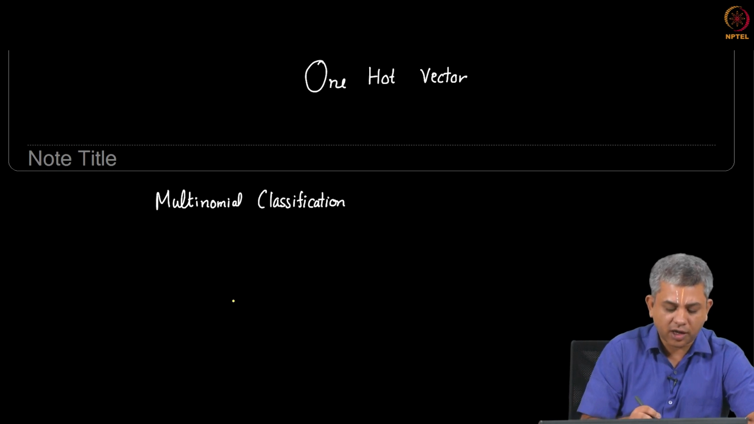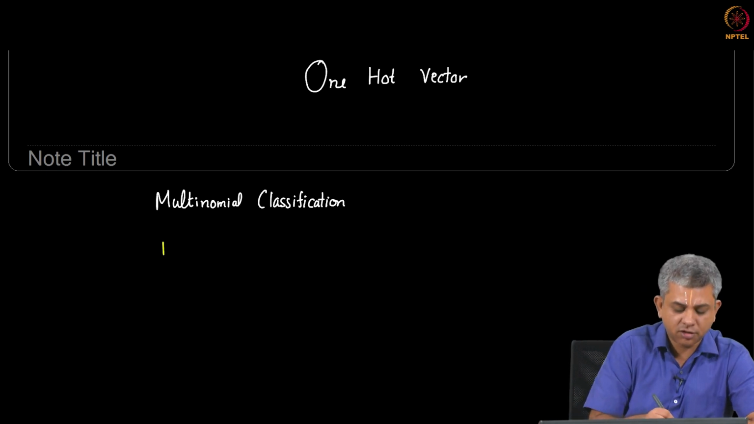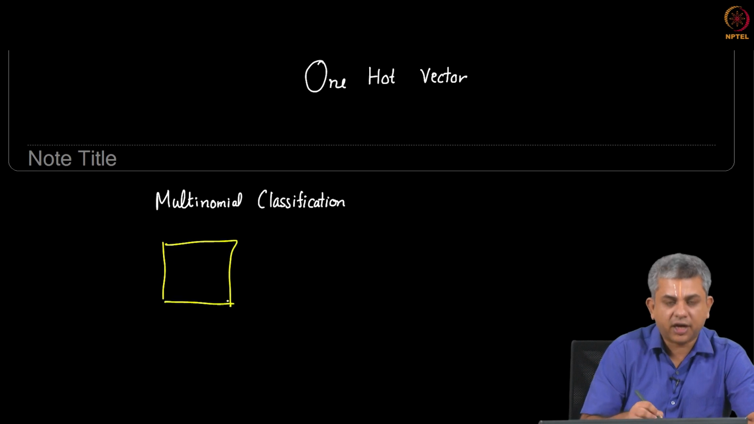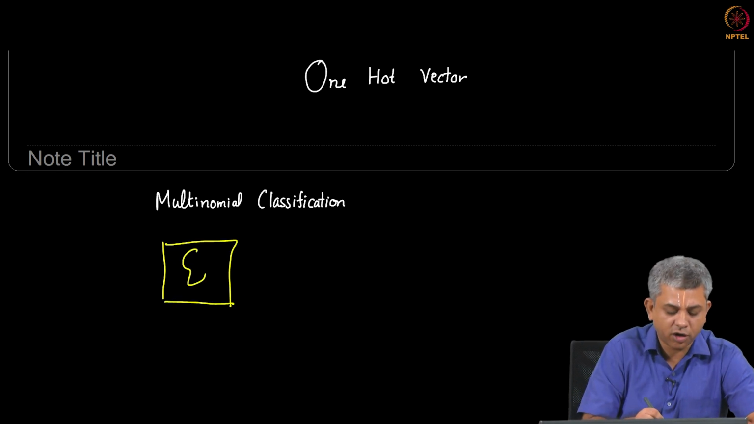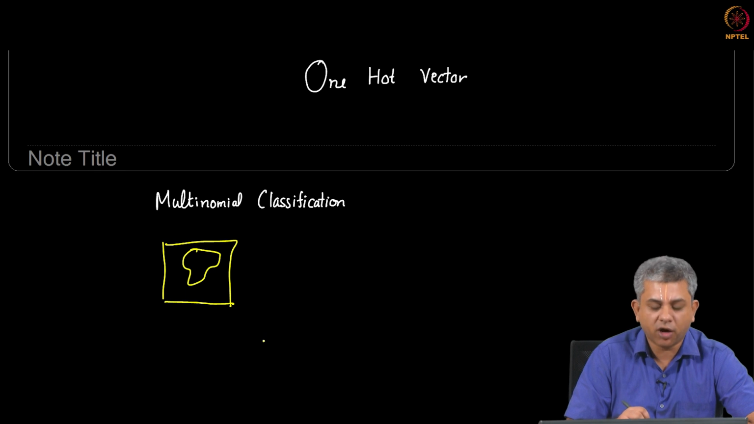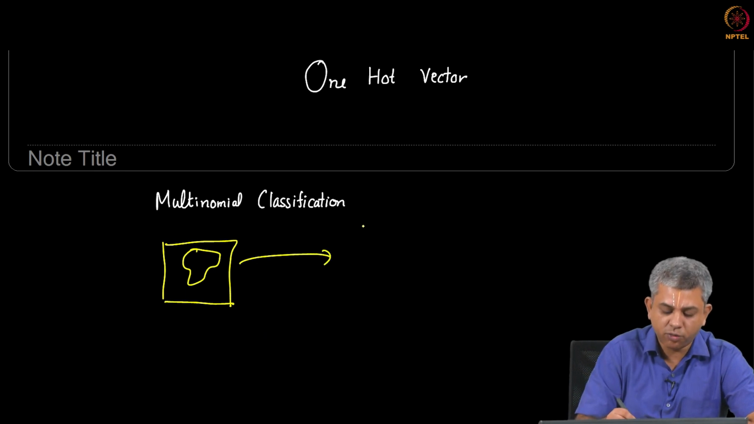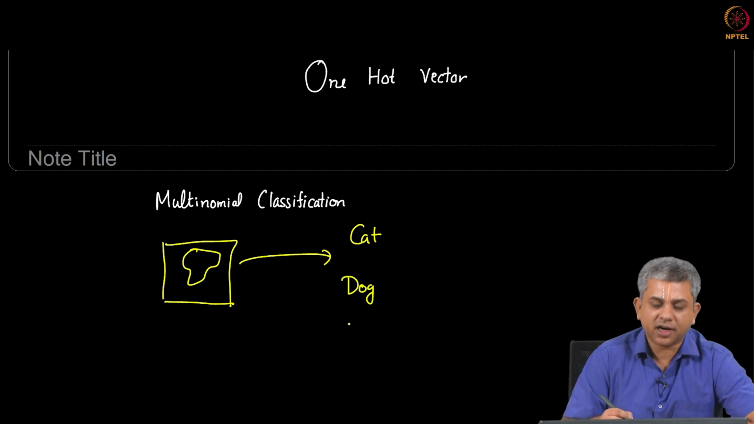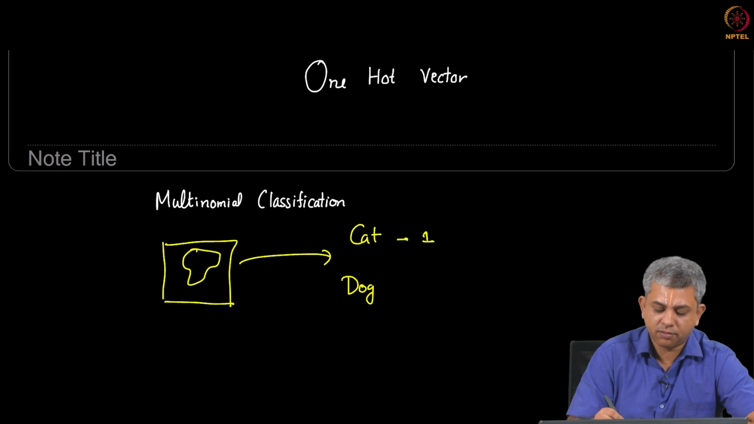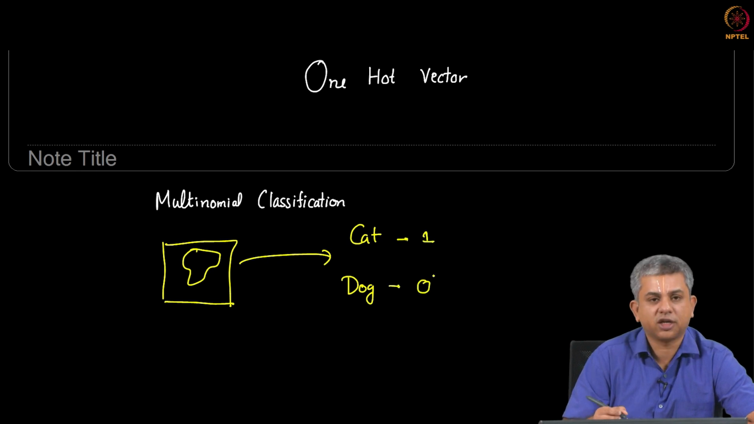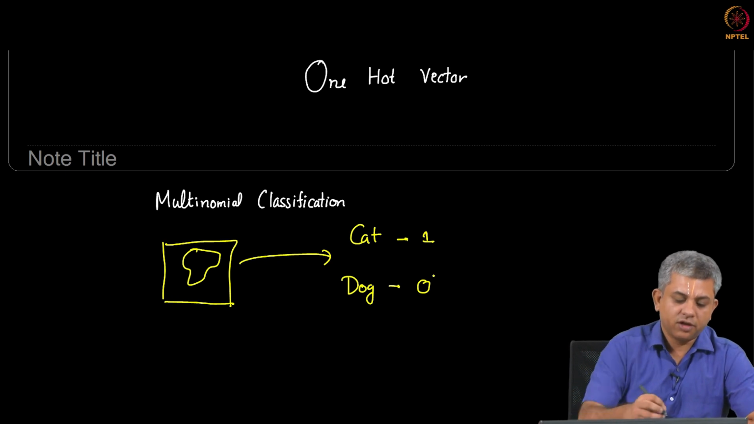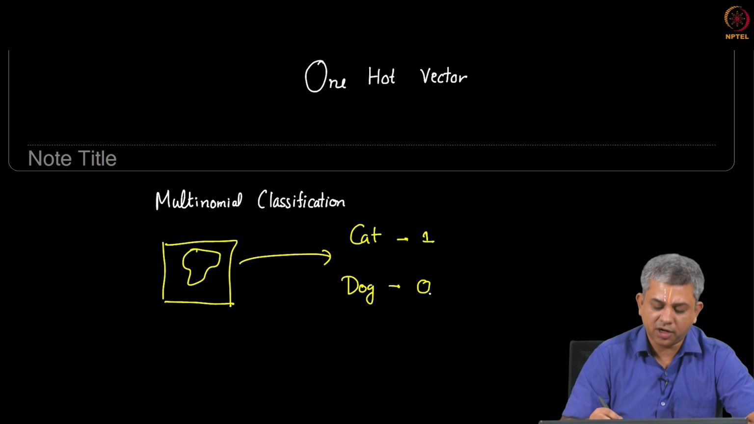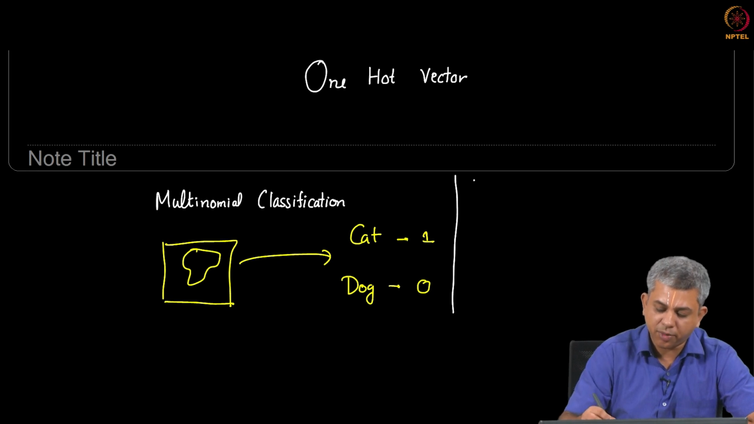So, let us say you have two classes, you have an image and this image is that of a cat or a dog, okay, and I want to represent the output. The output says either cat or it says dog. So, earlier we would simply call cat as class 1 and dog as class 0 or vice versa, either way it is a simple number.